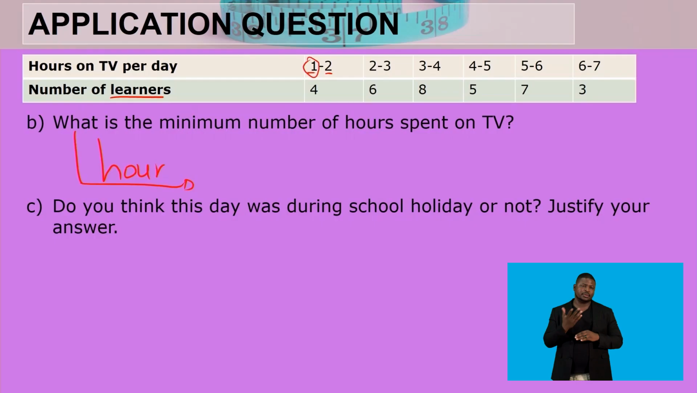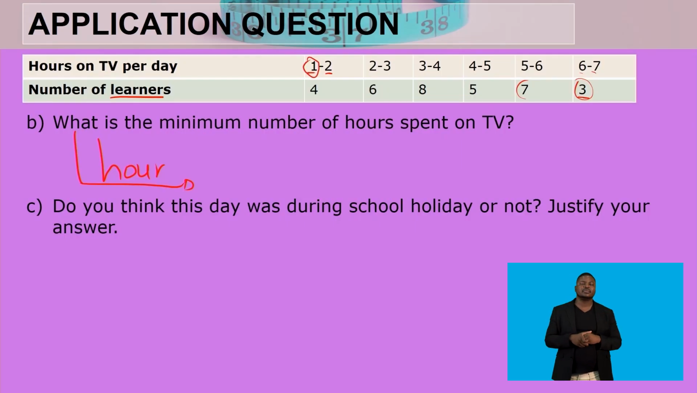We will check that between 5 to 6 hours, we've got 7 learners, but between 6 to 7, we've got only 3 learners. So this is the 3 that is very adamant at sleeping late. So chances are this was not during school holidays. It was actually during normal school time, because if it was during school holidays, we would have hours of more than 12 hours being on television, because you are sitting the whole day and probably watching TV the entire day. So this was not during school holidays.